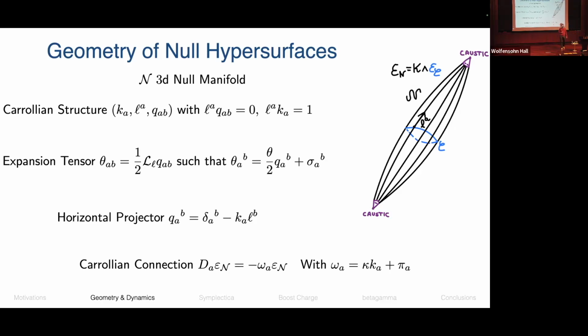On null manifold, there's no Levi-Civita theorem. So the Carrollian connection is defined by acting on the total volume form in this particular way, where there is this one form omega appearing, and as any other tensor in the theory, it's decomposed in the space orthogonal and vertical and horizontal. And the vertical part contains kappa, which from the bulk is the inaffinity that we saw this morning, and the horizontal part is pi a, the Hajicek connection.